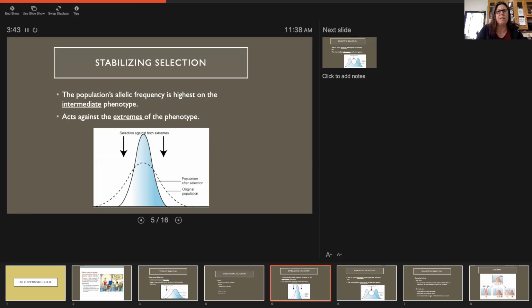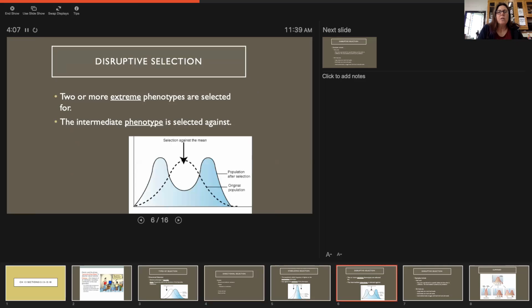And then we have stabilizing selection. Stabilizing selection is where we're looking at that middle of the population, and we're selecting against the extremes. So the extreme dark in a population or extreme light in a population are not successful. We're looking at success being more the average in that particular characteristic or phenotype. Disruptive is where the average phenotype is selected against, and the extremes are more successful in that environment.